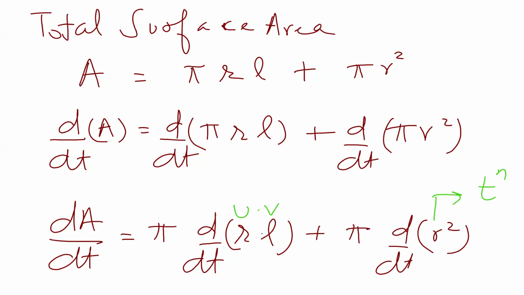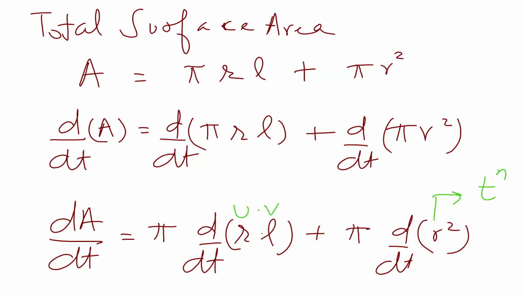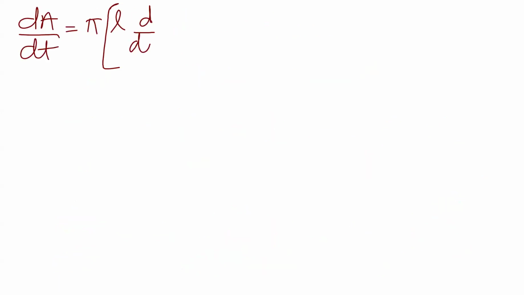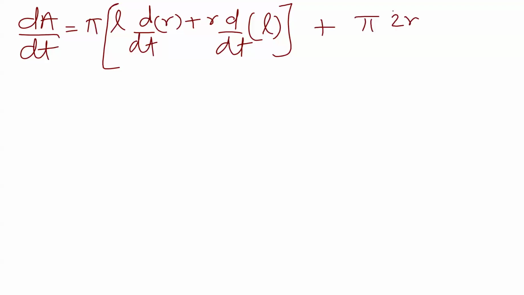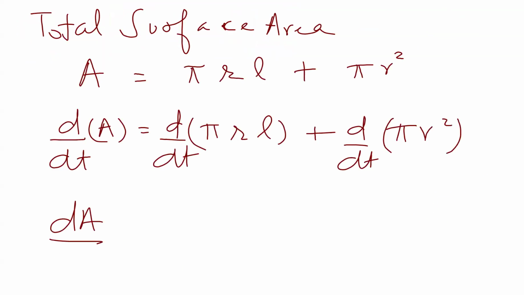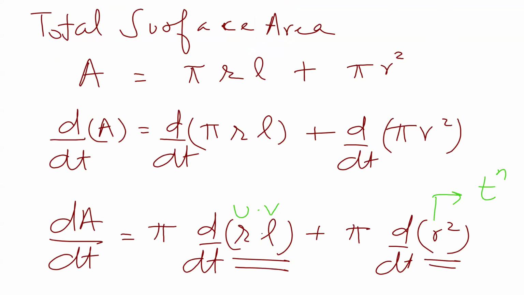So I hope everybody has copied till here. dA by dt is equal to pi, put a box bracket and apply the UV rule: L dr by dt plus L d by dt of R plus R d by dt of L, plus pi into 2R d by dt of R, using the t raised to n formula.